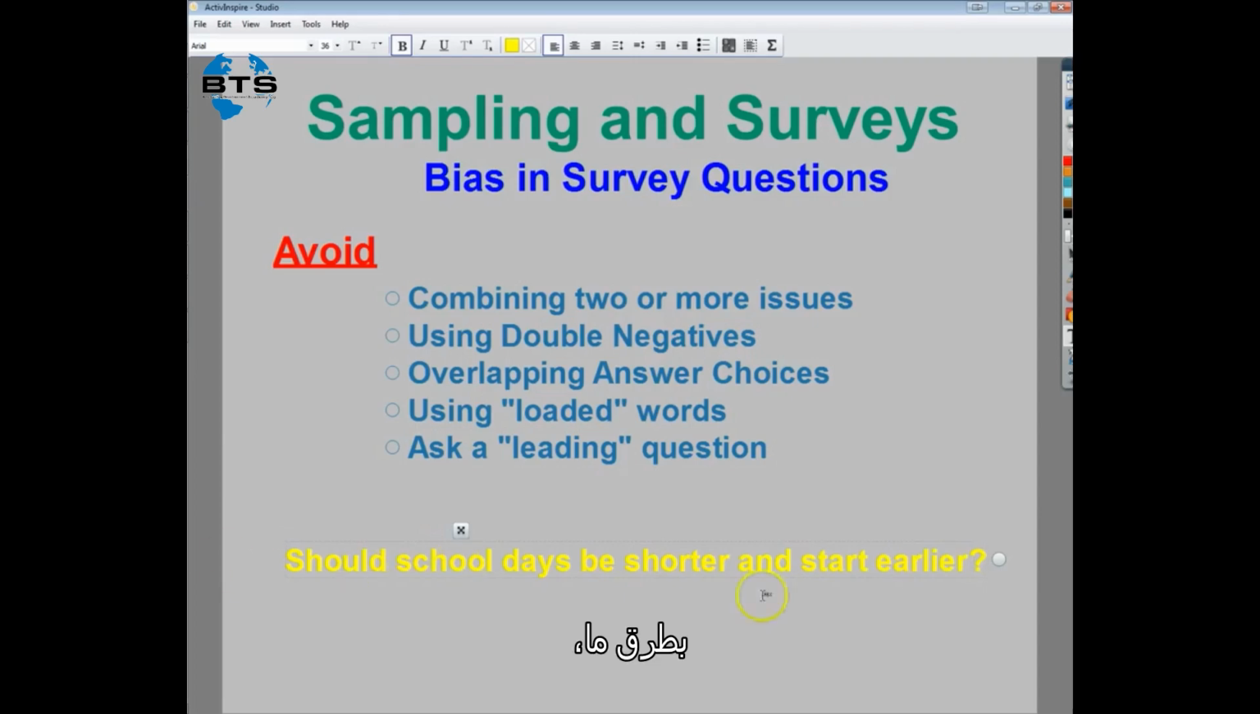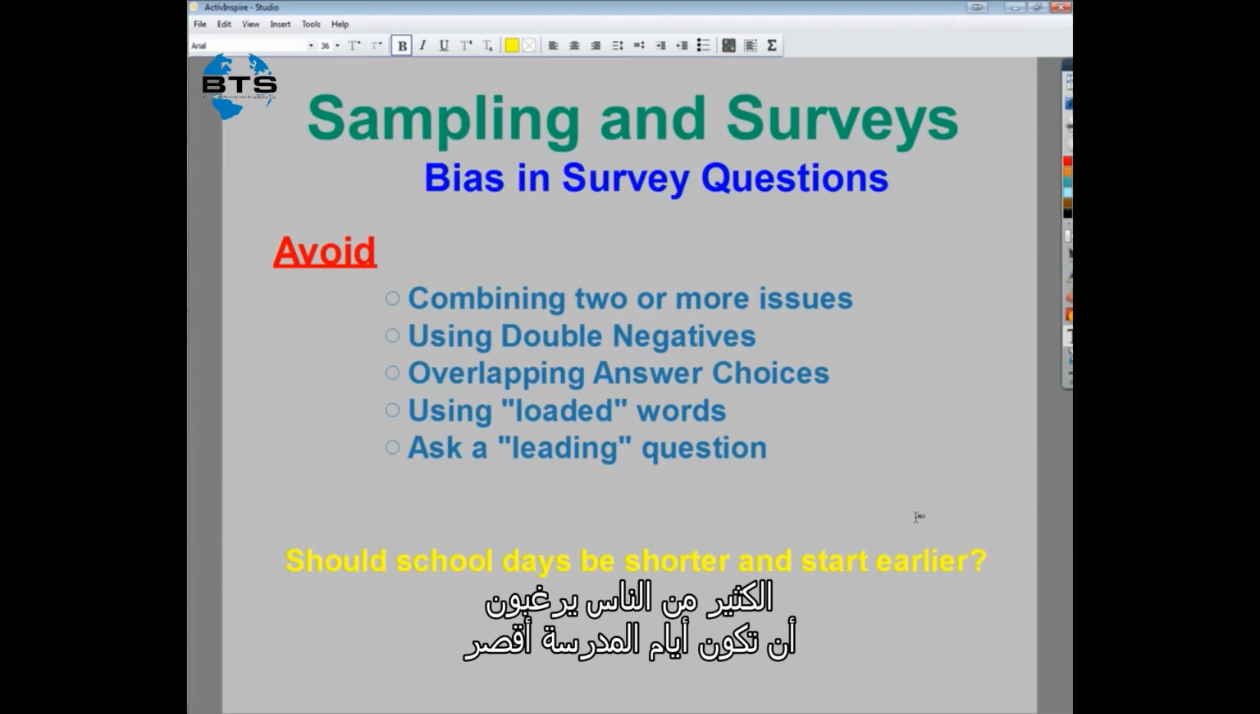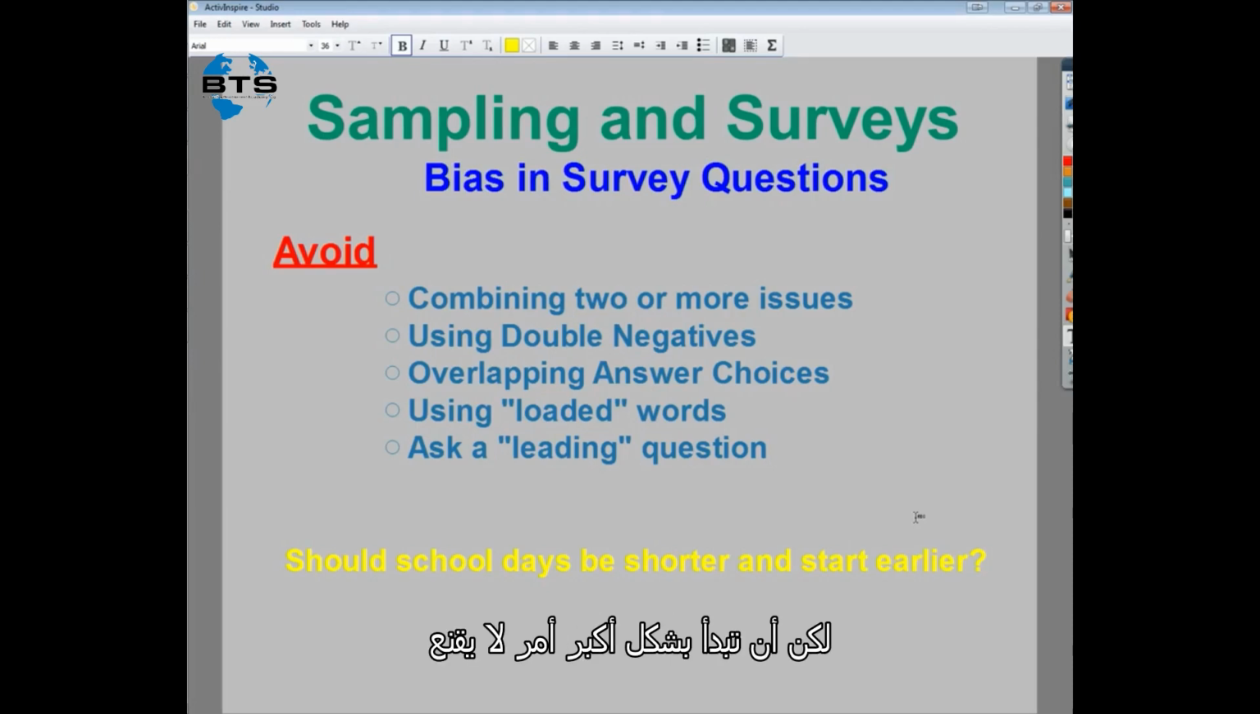Well, in some ways, I could get some support for this, because a lot of people want school days to be shorter. Students, mostly, and teachers, people who actually have to do it, wanted the days to be shorter. But the start earlier part doesn't really sell. Where I go to school, or where I work right now, school starts at 7:30 in the morning.